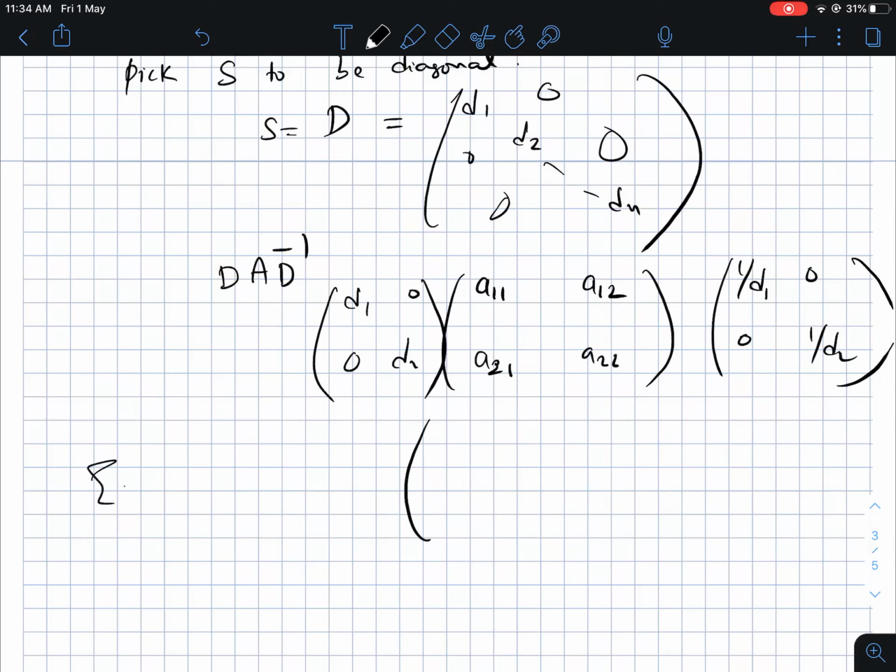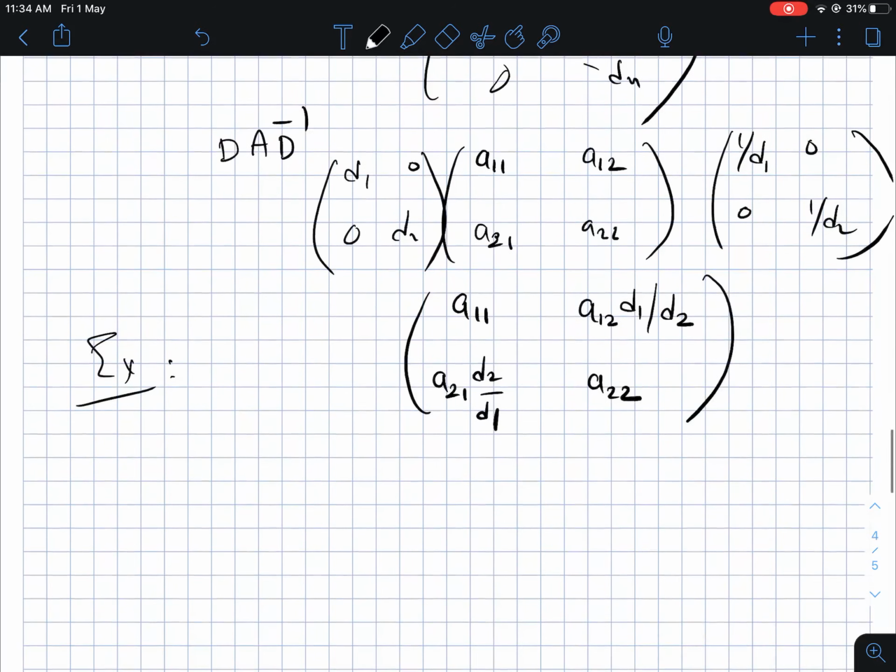I'll leave it as an exercise for you to finish off this algebra and check that the diagonal entries will not change actually. They'll just be a11 and a22, but the off-diagonal entries will change. It will be a12 times d1 by d2, and this will be a21 times d2 by d1.